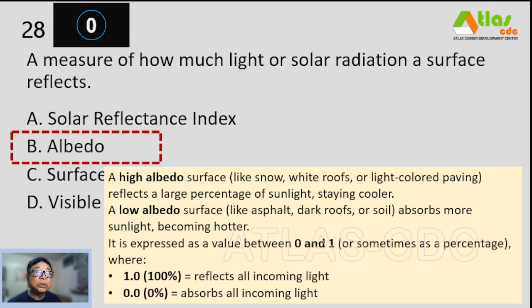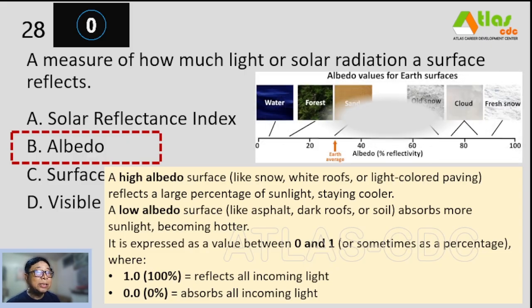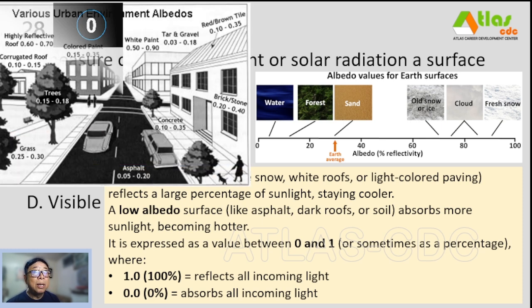So a high albedo surface like snow, white roofs, or light-colored paving reflects a large percentage of sunlight and stays cooler. A low albedo surface like asphalt, dark roofs, or soil absorbs more sunlight, becoming hotter. It is expressed as a value between 0 and 1, or sometimes as a percentage where 1 or 100% reflects all incoming light, and 0 or 0% absorbs all incoming light.